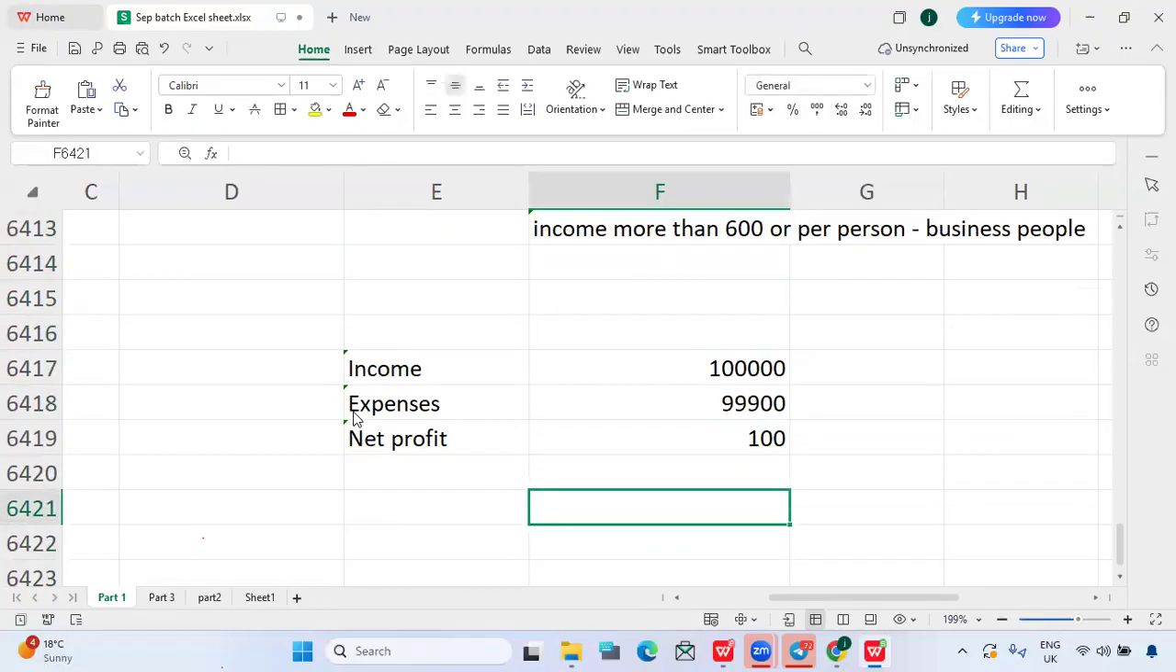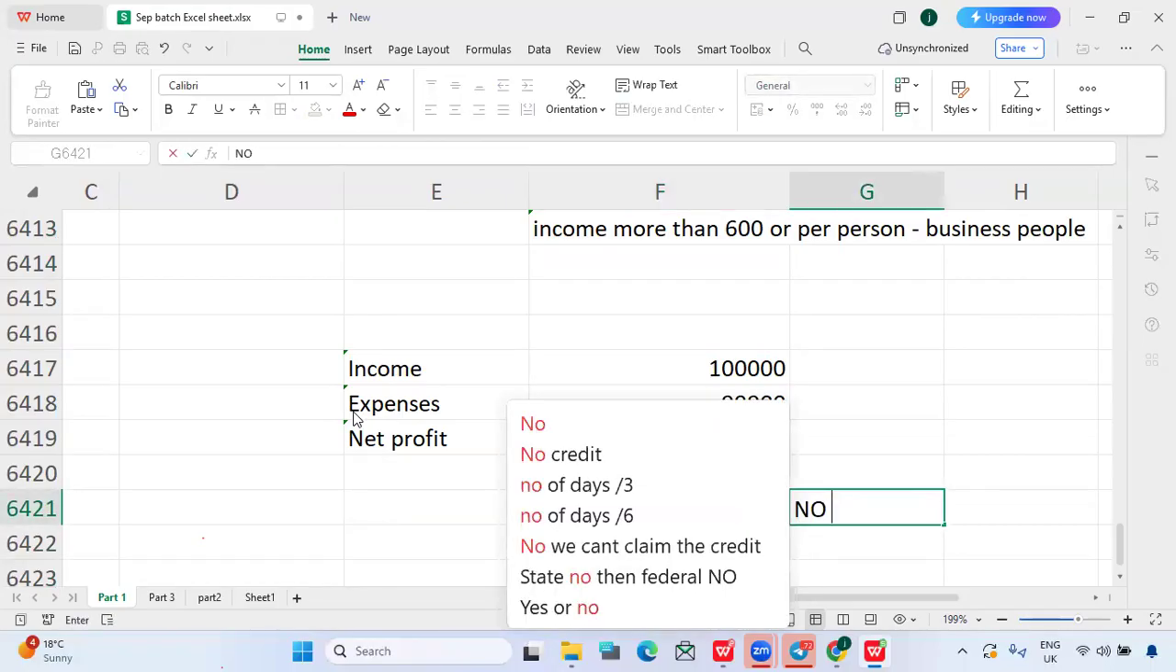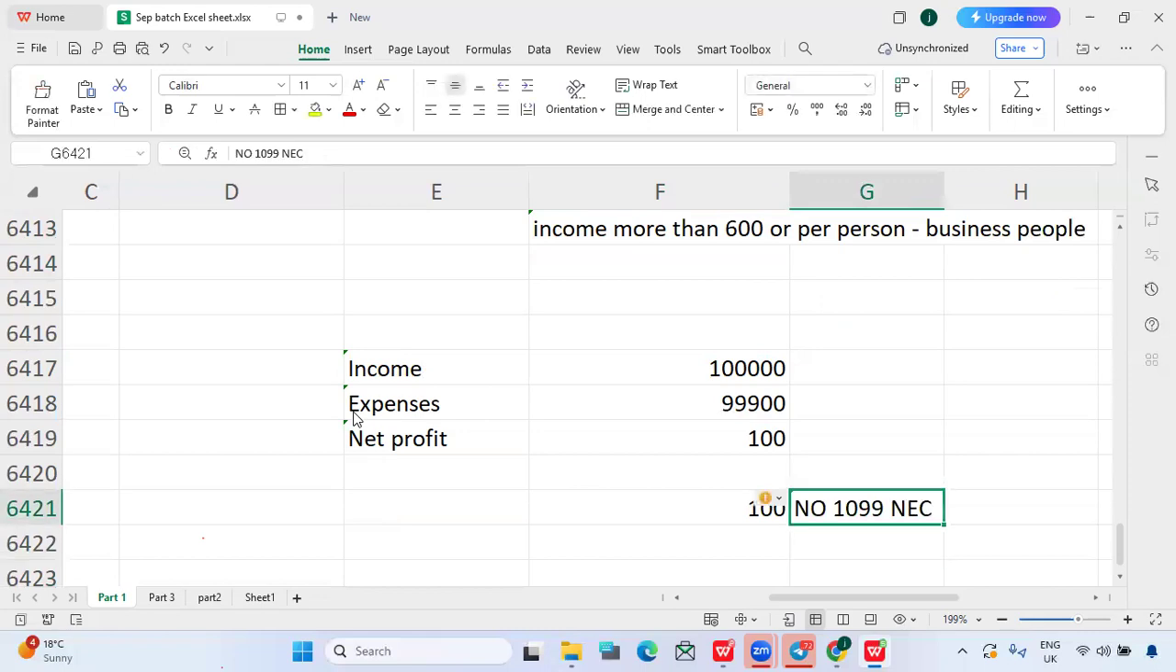Like let's say I have received $100 income, no 1099 NEC. These are source documents. Whenever we have a source document, the same information will be given to the IRS and to the taxpayer, and even the payer will keep a copy. That means you cannot escape from paying taxes. The IRS has the information, and the taxpayer also has received the document, so you cannot underreport your income. That is actually the intention of the source document.